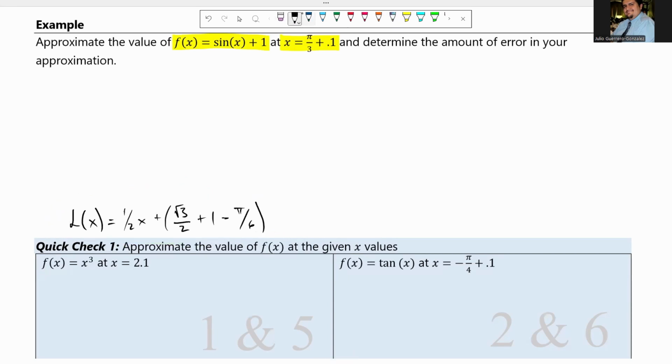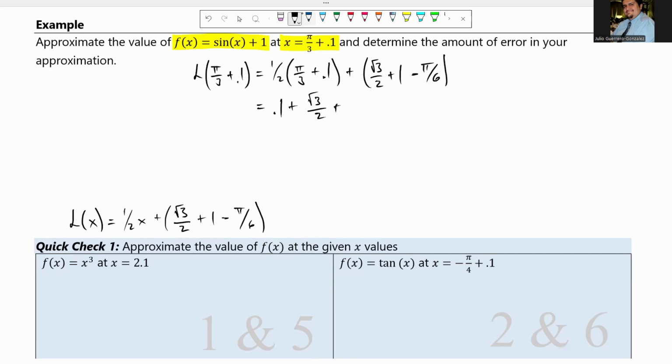So instead of using sine of x plus 1, my original f of x, I can just go ahead and do L of pi over 3 plus 0.1. And if you do that, 1/2 pi over 3, whoops, plus 0.1 plus root 3 over 2 plus 1 minus pi over 6. And if you do this all out, 0.1 plus root 3 over 2 plus 1.